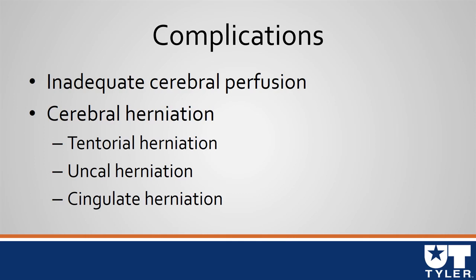Tentorial herniation or central herniation occurs when a mass lesion in the cerebrum forces the brain to herniate downward through the opening created by the brainstem. Uncal herniation occurs with lateral and downward herniation, and cingulate herniation occurs with lateral displacement of brain tissue beneath the falx cerebri.